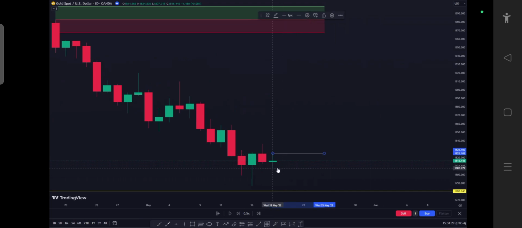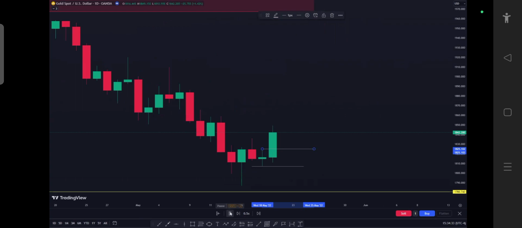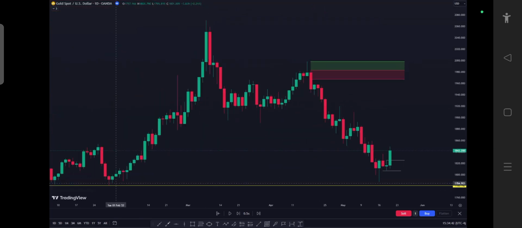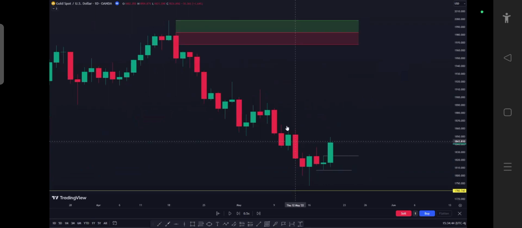This candle's low. Okay, so we are wrong here. Still we had not taken out the low, but price has, as we formed the swing low. So from this high to this low, there's our premium and discount.